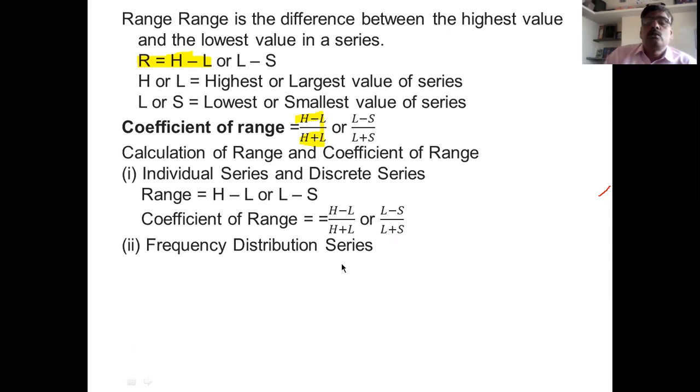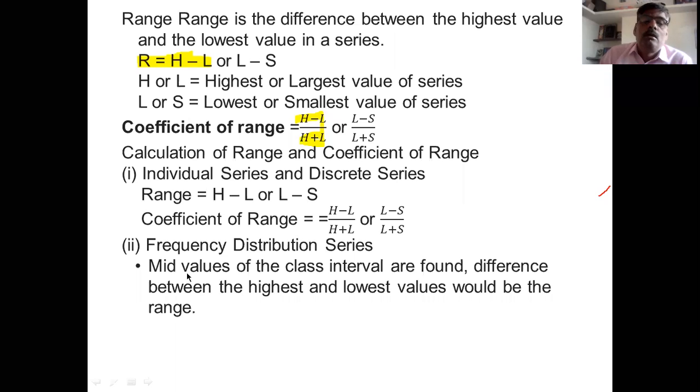Then for frequency distribution. If a frequency distribution is given in the problem, how do we calculate the range? The mid values of the class intervals are found. If the mid values of the class intervals are given, the difference between the highest and lowest value would be the range. If x values are given in the first column and frequencies in the second column, that is called a frequency distribution.